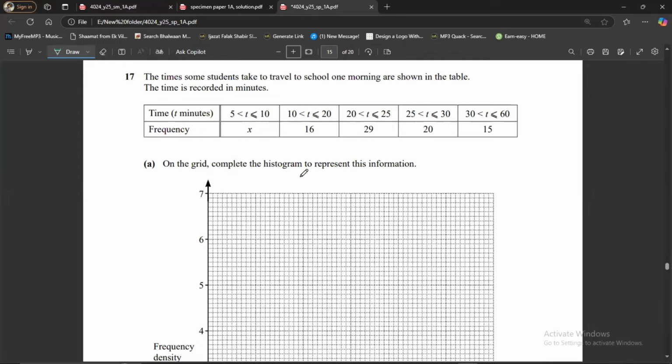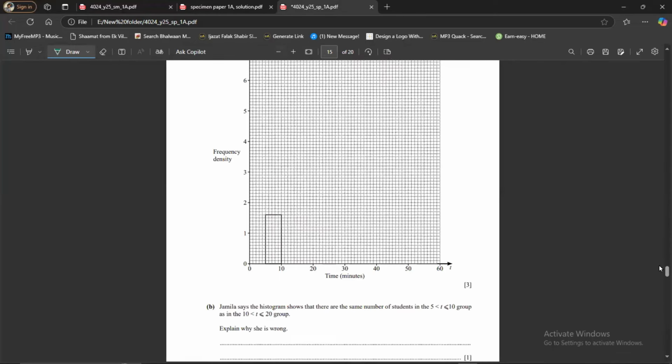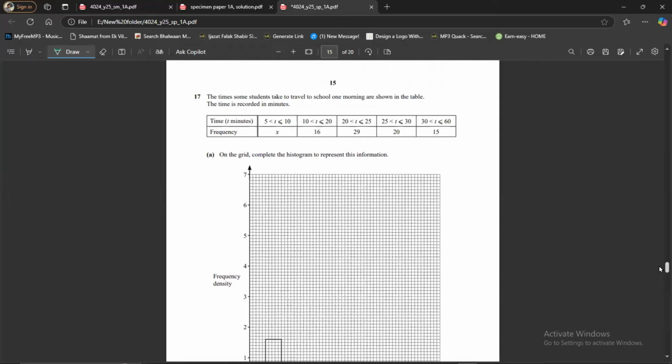On the grid, complete the histogram to represent this information. So basically, we have to draw a histogram. On the y-axis, they have written frequency density, and on the x-axis, the time is given. To find the frequency density of each class, we need to know the class width of each class, and then the formula for frequency density is you divide the frequency by the class width. The class width is 5, here the class width is 10, here it is 5, here it is 5, and here it is 30. So divide each frequency by the class width, and you will get the frequency density.